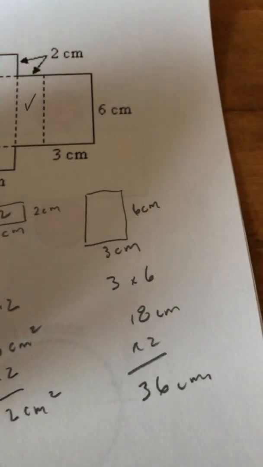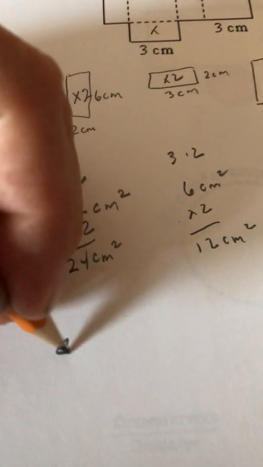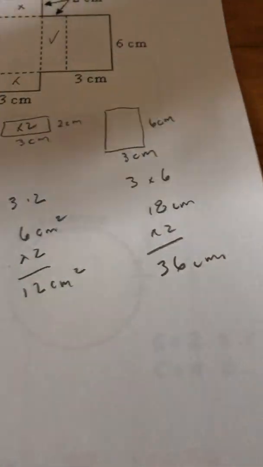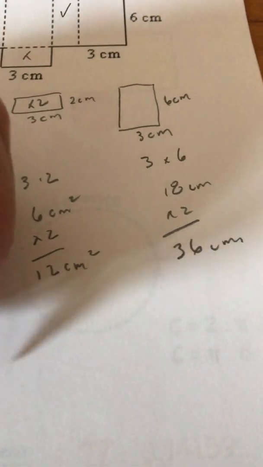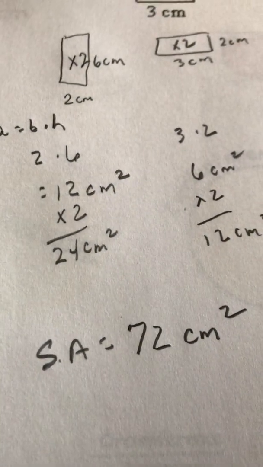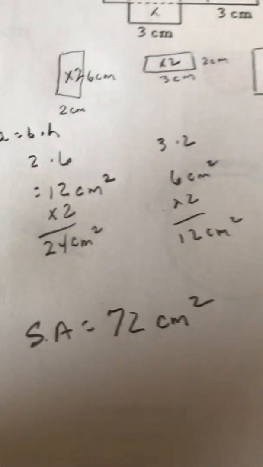Now, to get a final answer, surface area equals, we have to add them all up. 24 and 12 is 36. 36 and 36 is 72 centimeters squared. That's my final answer. Do you like it? I hope so.